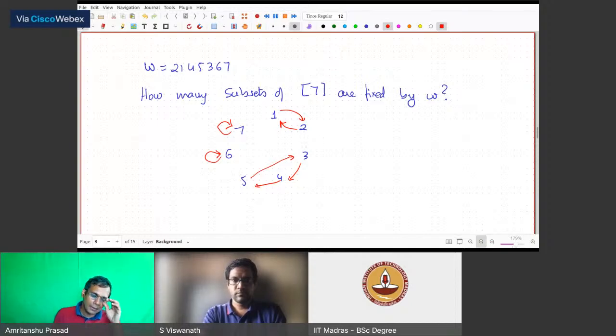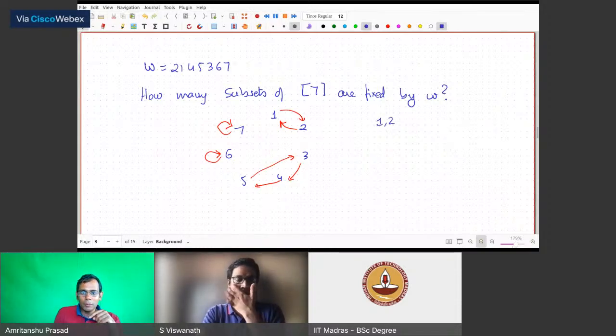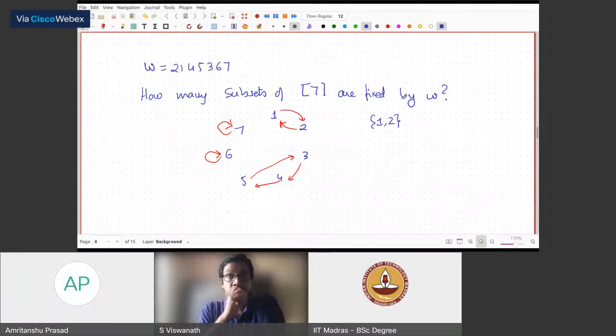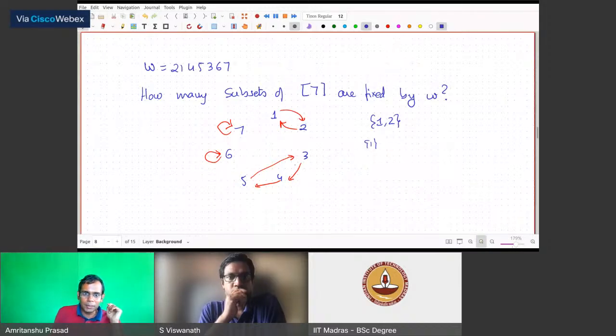Now let us ask ourselves, when is a subset fixed by this permutation? For example, you can see that the subset {1, 2} is fixed by this permutation because 1 goes to 2 and 2 goes to 1. But a proper subset of this is not fixed, because if you take only 1, then 1 will go to 2. So the singleton {1} is not fixed. Similarly, {3, 4, 5} is fixed, but you can't take any proper subset of this.